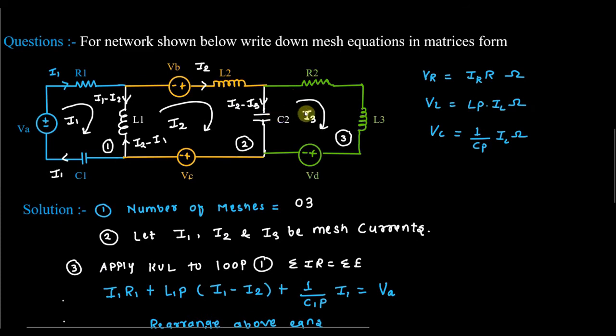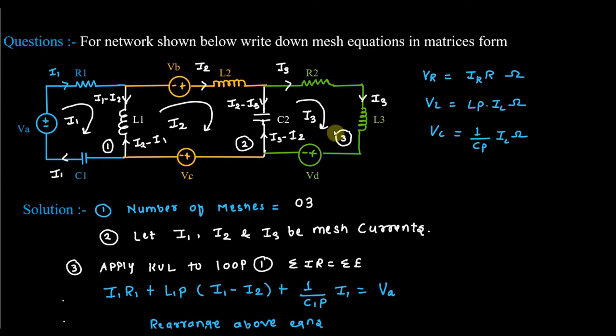Now similarly I will apply it to the third loop. In the third loop we have three elements: a resistance, an inductor and a capacitance. First we mark the currents. The current in R2 is I3. The current in L3 is again I3, because it is the third loop. The current in C2 comes from the other side, so it is I3 minus I2.